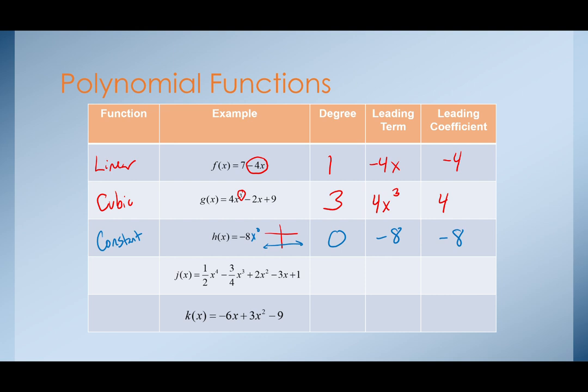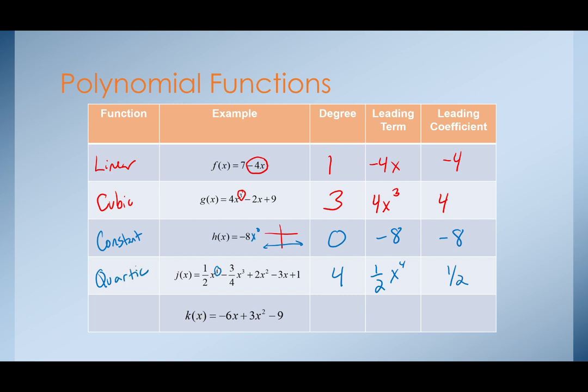Okay, next one up, we have j of x equals 1/2 x to the 4th minus 3/4 x to the 3rd plus 2x squared minus 3x plus 1. We're looking for our highest power. Our highest power is 4, so our degree is 4. Our leading term is the whole thing connected to that x to the 4th, 1/2 x to the 4th, and our leading coefficient is 1/2. This one is going to be called a quartic, Q-U-A-R-T-I-C.